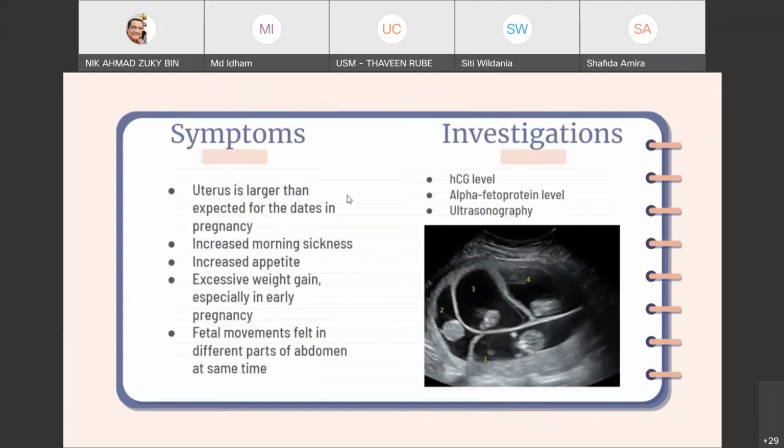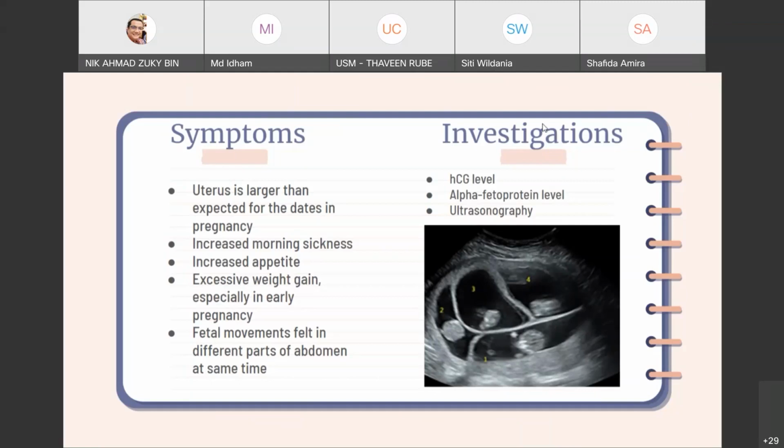Right. So the symptoms are uterus can be larger than expected for the days in pregnancy, increased morning sickness, increase in appetite, excessive weight gain, especially in early pregnancy, and fetal movement felt in different parts of the abdomen at the same time. So these are the symptoms of a patient who has multiple gestation.